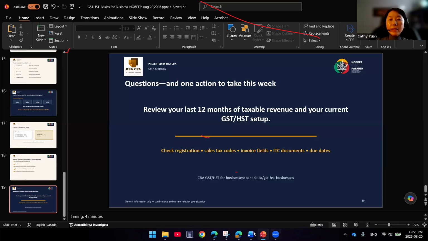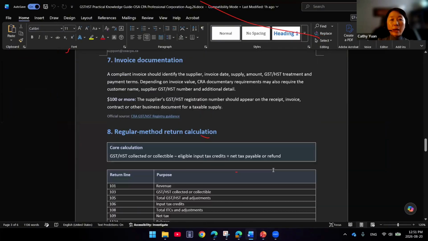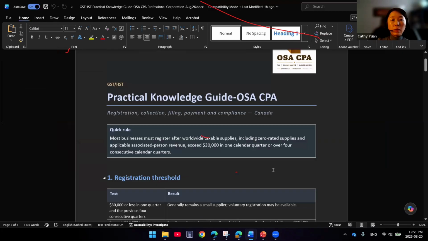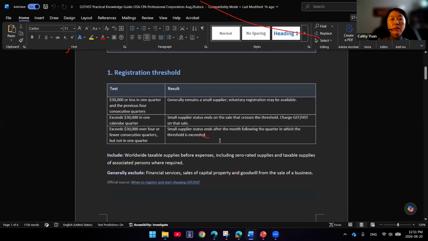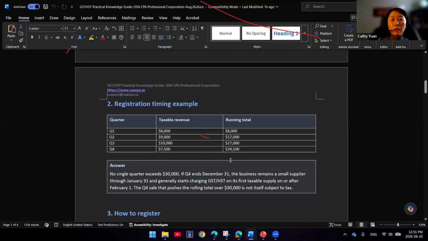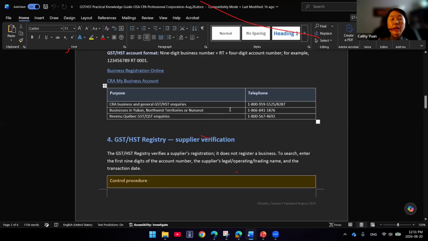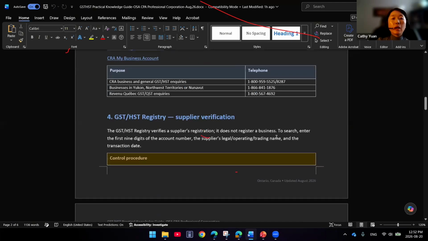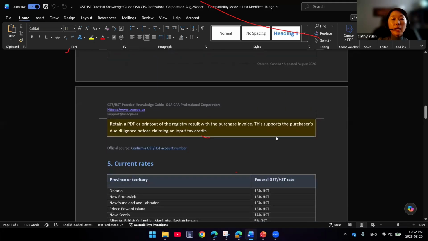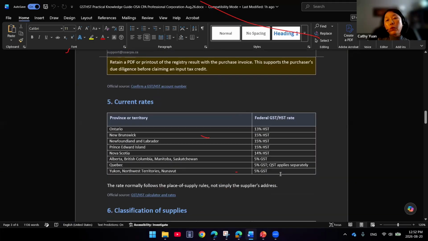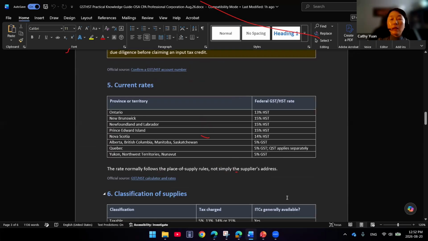Because this webinar is focused on general information, I also have some details, for example, when to register with timing examples, the CRA phone number, the GST/HST link, and the rates. If you need this information, you can email me or chat, and I can send it to you individually.